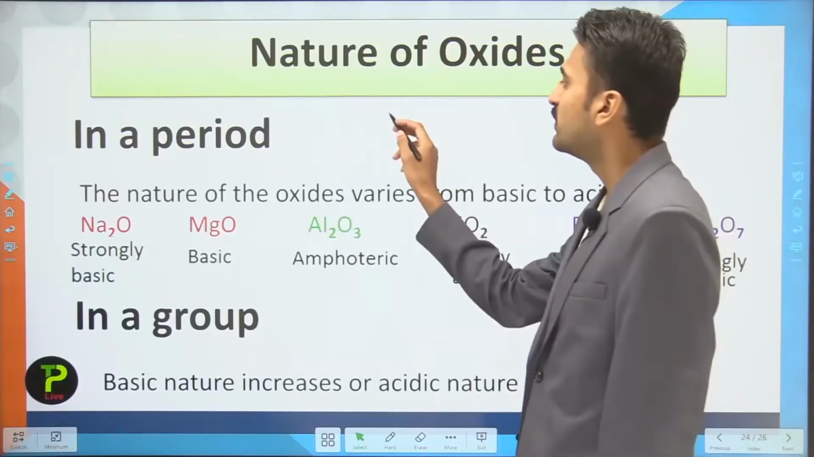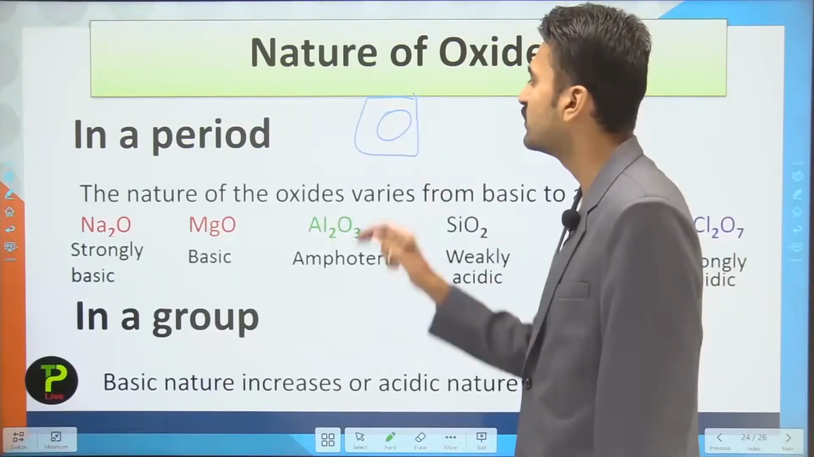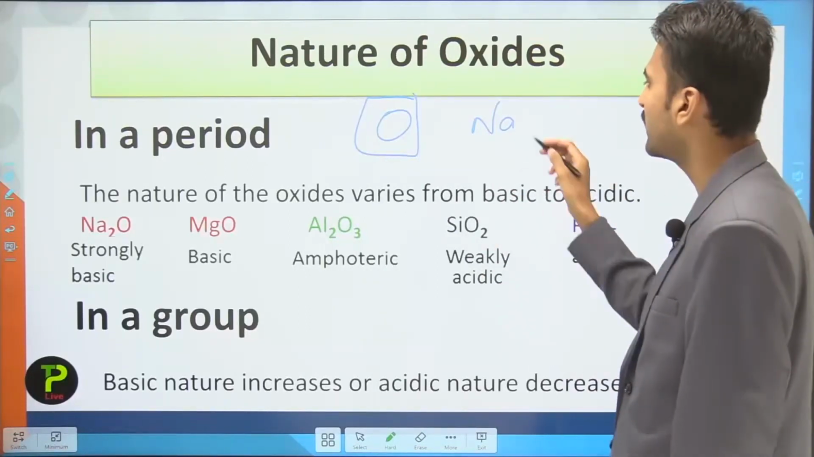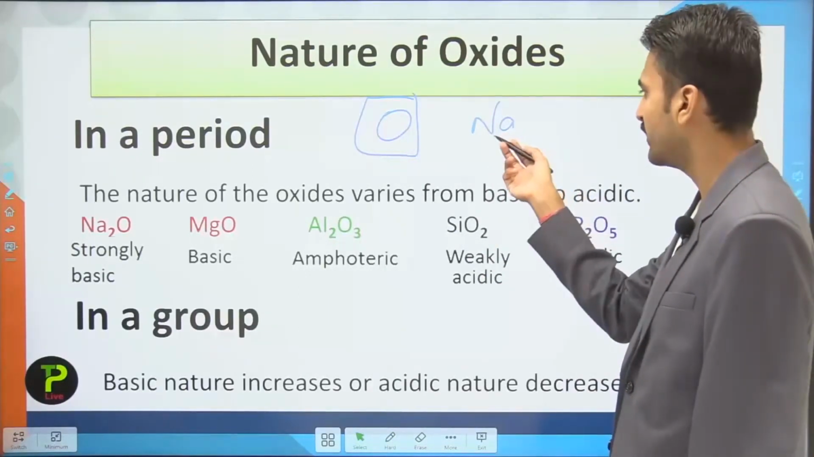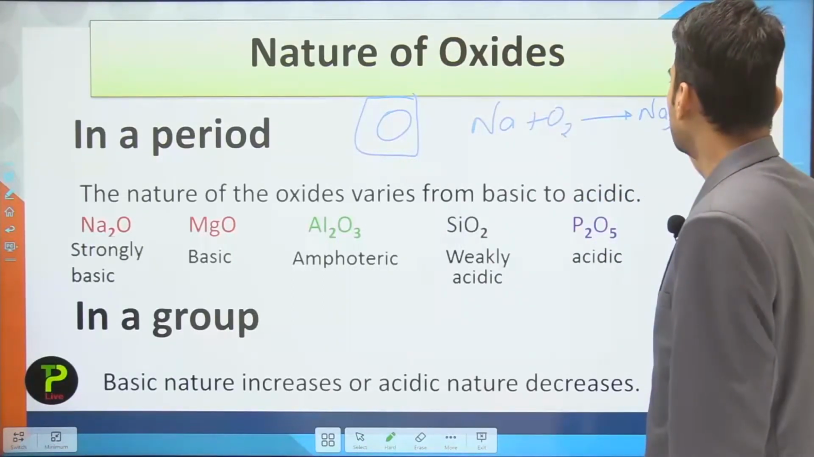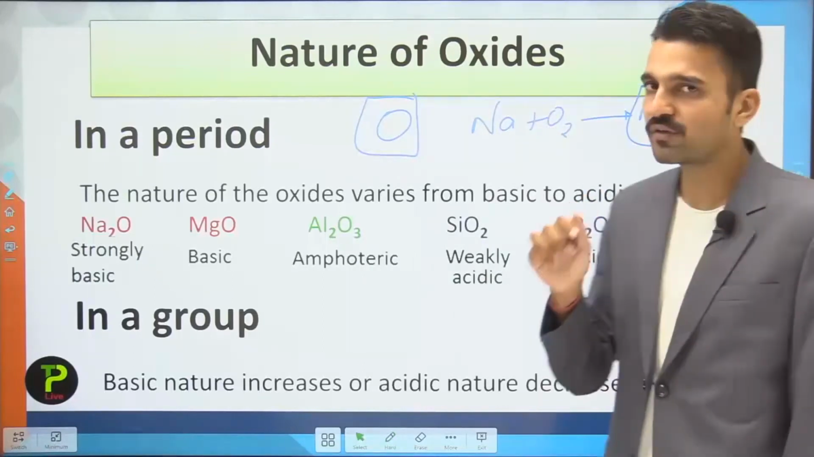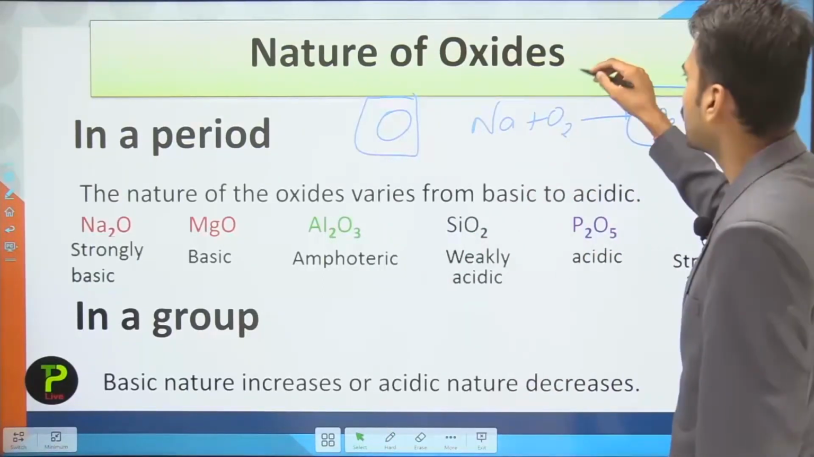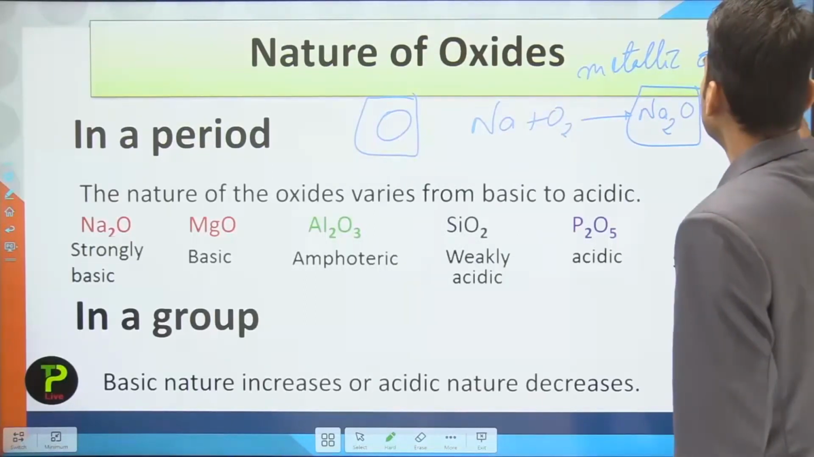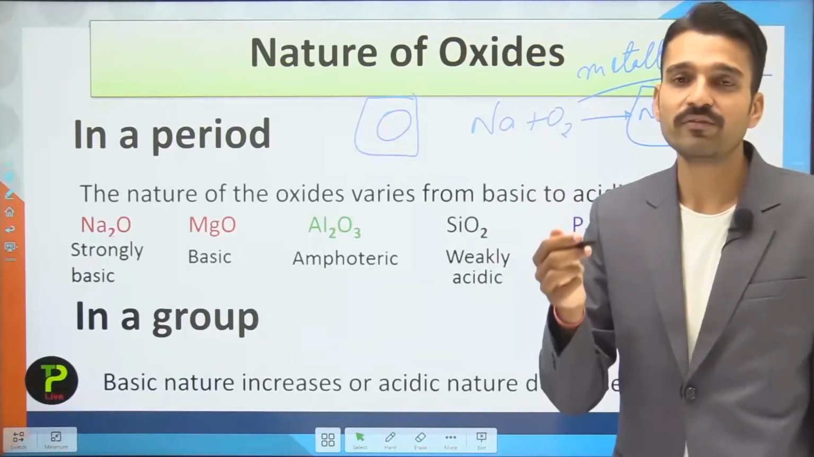Oxides are the compounds that are formed with oxygen. For example, when metal combines with oxygen, it forms metallic oxide. Here I have written sodium; when it combines with oxygen, it forms Na2O. So this is an oxide of metal, or I can say this is a metallic oxide. It is formed when metal reacts with oxygen.